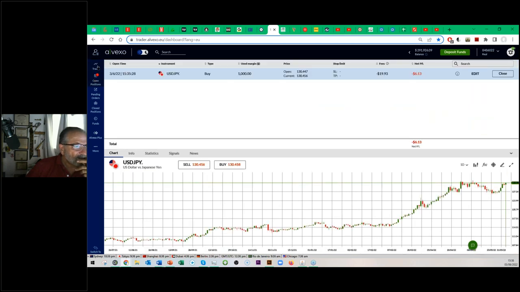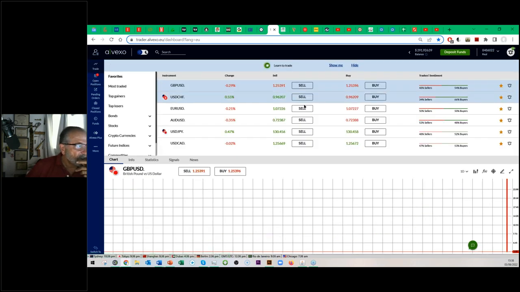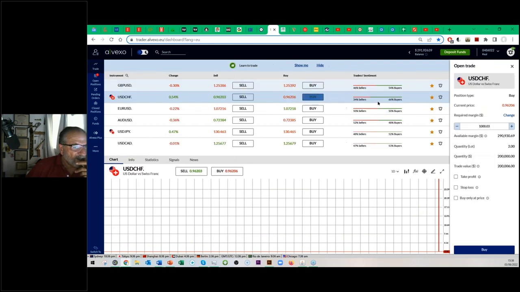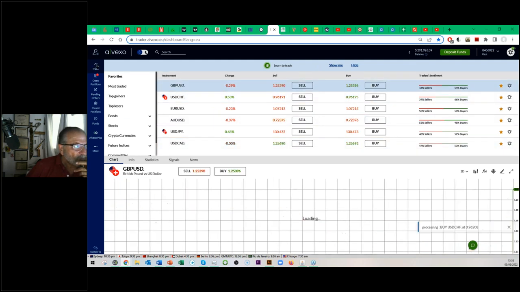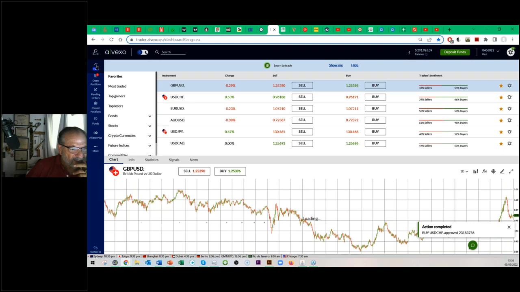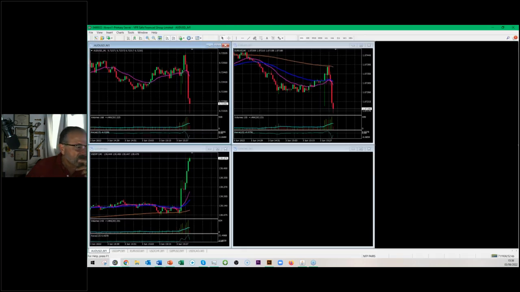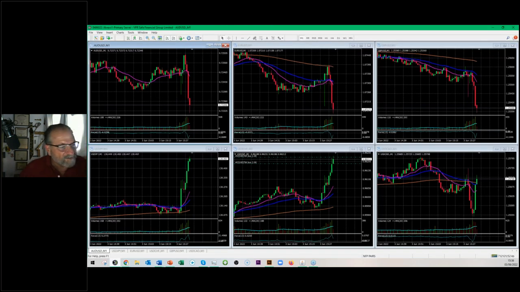No, I didn't. The dollar Swiss, just the dollar. Dollar Swiss buy. No, I didn't get a confirmation on that. See what I mean by the fill? Processing. Okay, it's in with the dollar Swiss. Okay, they're doing okay. Those trades are working out all right. I should have stayed in them, but did I take $2?